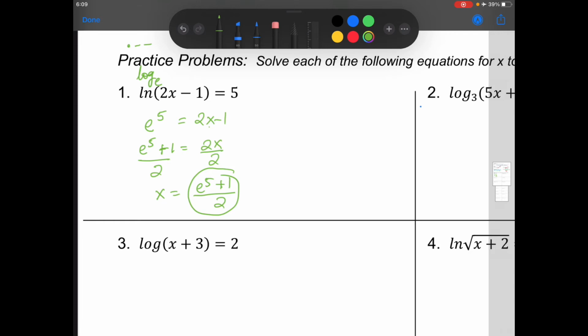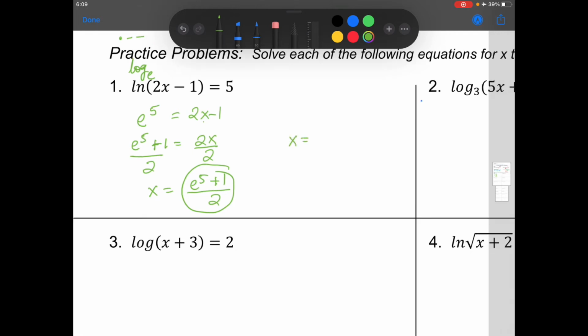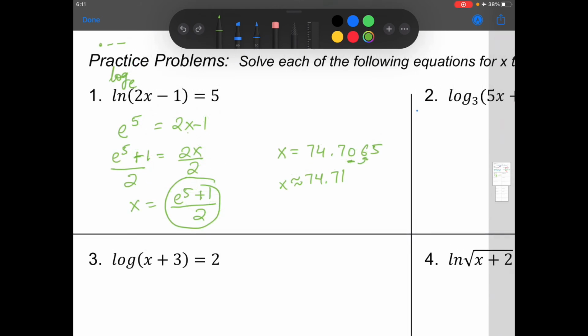Put this whole thing in the calculator and you will get x is equal to 74.7065. You want to round to the nearest hundredth. So this is your hundredth place. You look at the number next to it. If it is 5 or larger, you round up. So since it's 6, it will be 74.71.